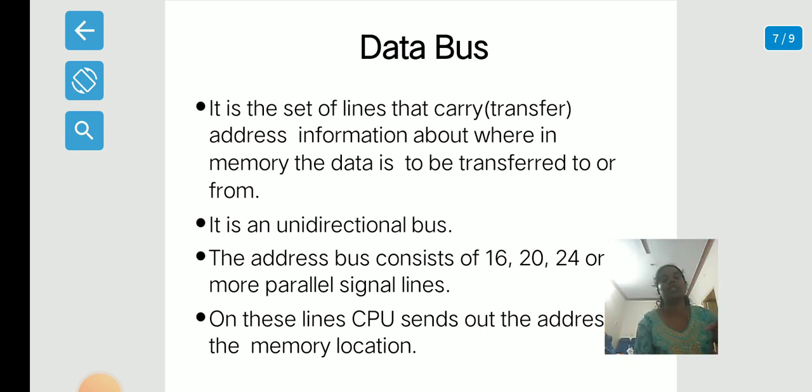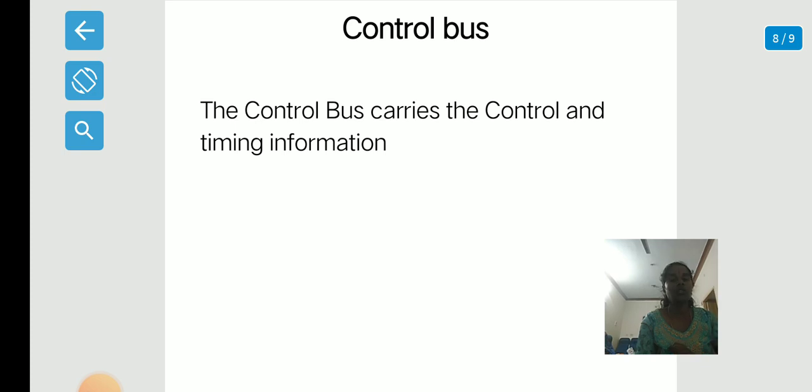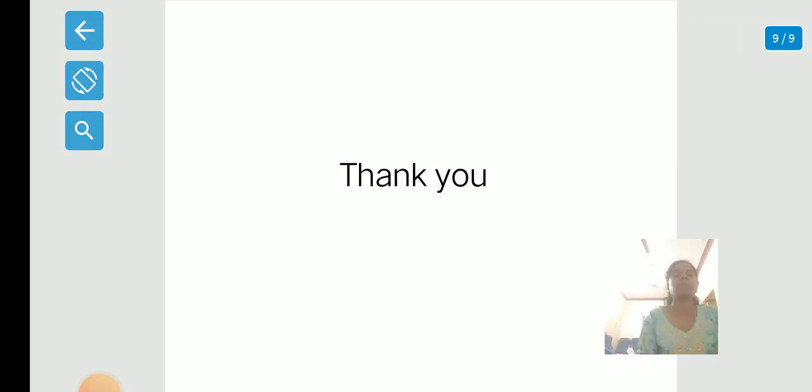Next, the control bus. The control bus carries the control and timing information. The control bus lines regulate the activity on the buses. The CPU sends some signals on the control bus to enable the outputs of address memory devices or port devices. These are called control buses. Thank you.